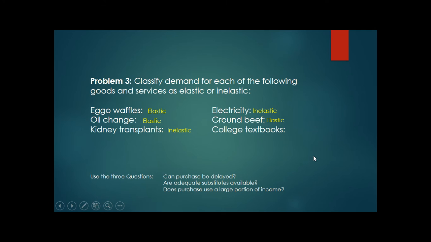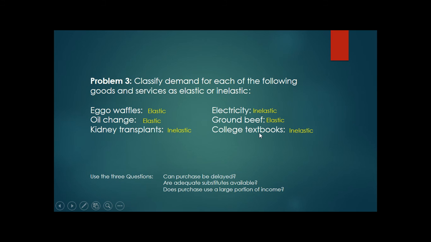College textbooks. This is going to be the most interesting one. What do you guys think? Can it be delayed? Are adequate substitutes available? Or does the purchase constitute a large portion of your income? We're going to say inelastic because you can't delay it for too long because the semester is starting, and you can't just get an adequate substitute. You need the textbook that your college professor tells you that you need, and it's also pretty expensive. So it's going to be inelastic.